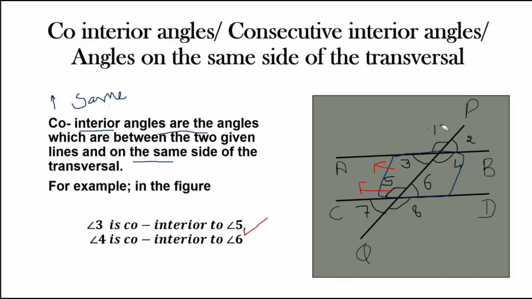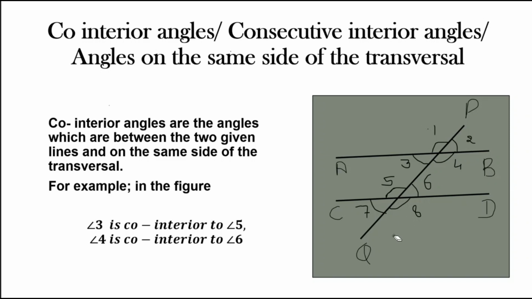Now if I ask you, tell me the angle co-interior to angle 6. Again, 6 is between the lines, so co-interior to 6 has to be between the lines, so it can be either 3, 5 or 4. But since it's co-interior, it has to be on the same side of the transversal as 6 is. So that's why 4 is co-interior to 6. I hope it's clear. Again, we have only two pairs of co-interior angles. Please remember, co-interior angles are also known as consecutive interior angles, and sometimes they are also called angles on the same side of the transversal.